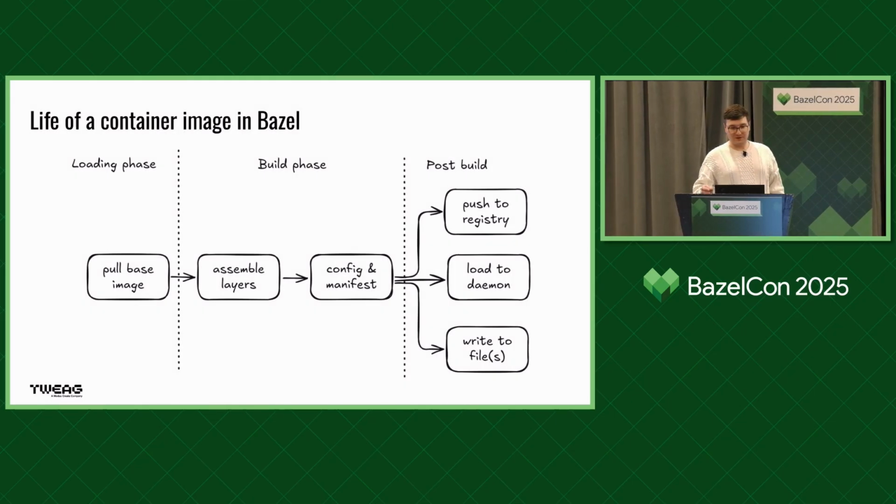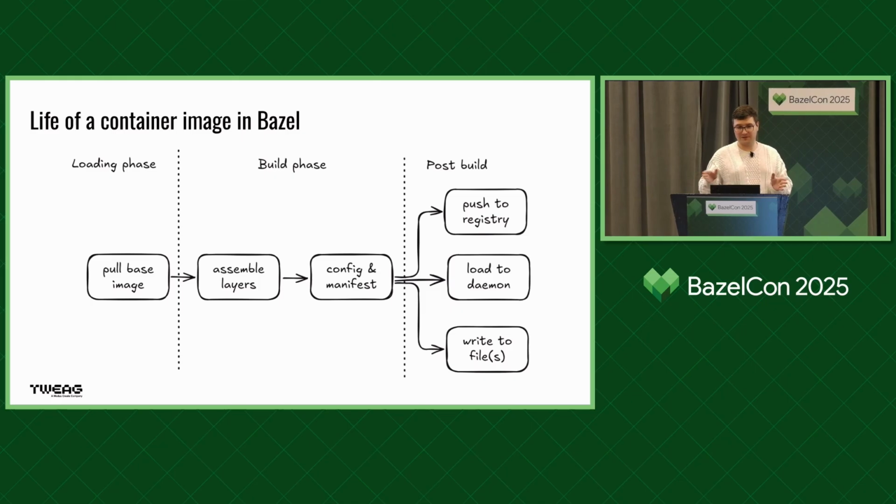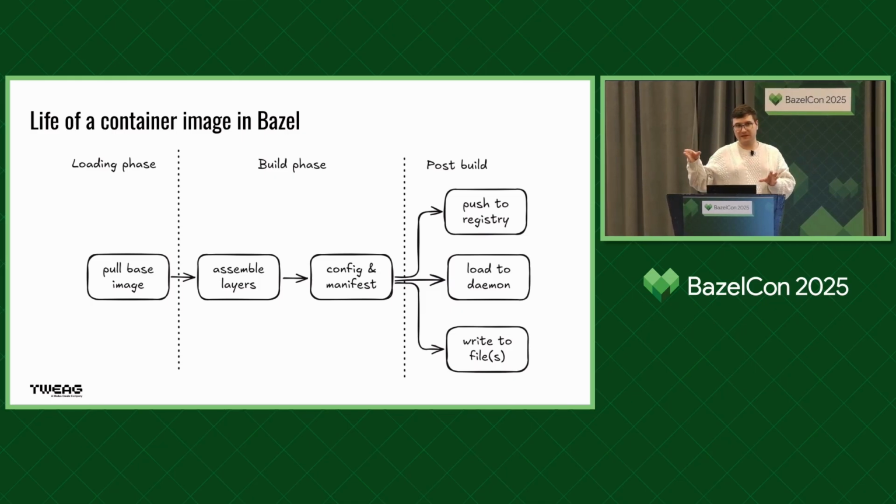So now I will walk you through the whole life cycle of a container, from downloading a base image to building the layers, to assembling the config and manifest, and then to pushing it to a registry, loading it into a Docker daemon, or consuming the files.